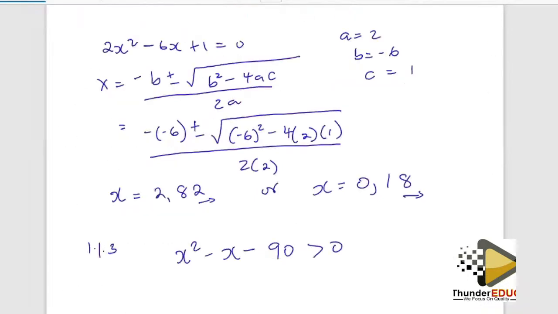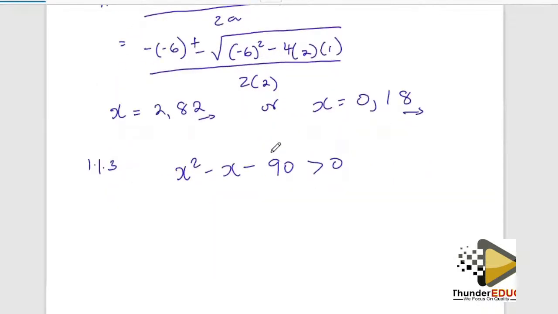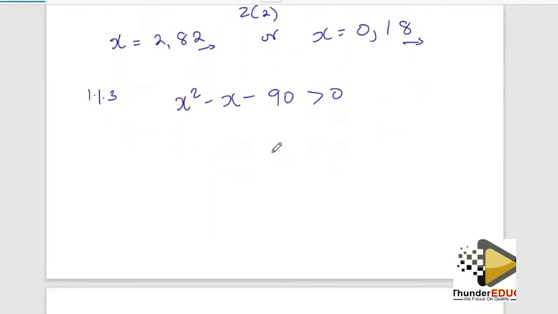Then I can use my factor method, or I can use the quadratic formula. If I use the factor method, it means I'm looking at 10 and 9. So x and x, this can be 10, this can be 9. It's greater than 0. And put here a minus and a plus, since negative 10 plus 9 will give me a negative 1.